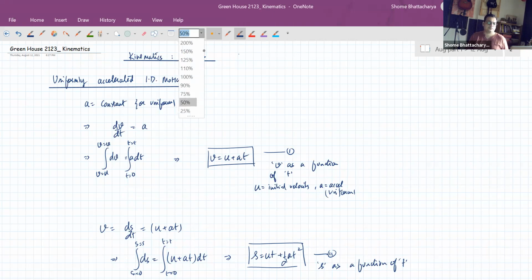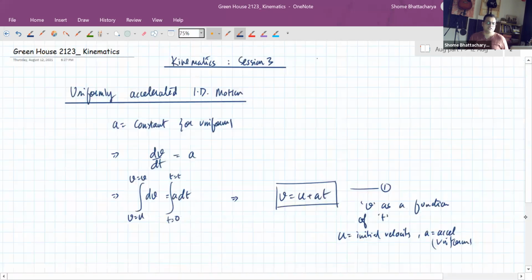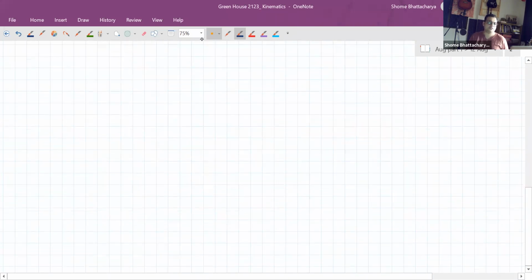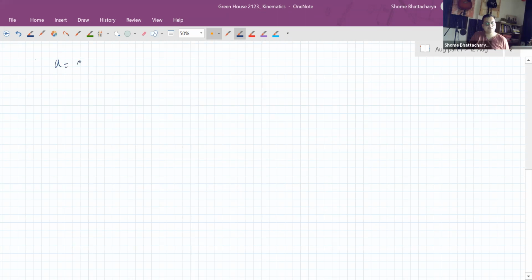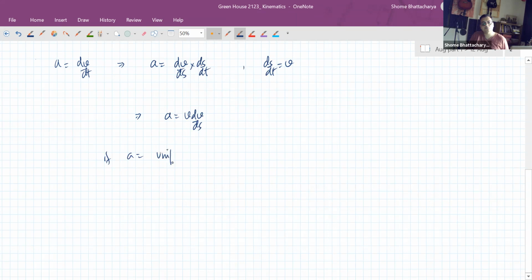Okay, so then moving ahead, the third equation we had seen comes from using the chain rule in the relationship between instantaneous velocity and acceleration. So acceleration, which we define as dv by dt, can also be defined as dv by ds into ds by dt, where ds by dt is of course the instantaneous velocity. So acceleration is v dv by ds. So if acceleration is uniform, that means v dv by ds, which is equal to a, is constant.